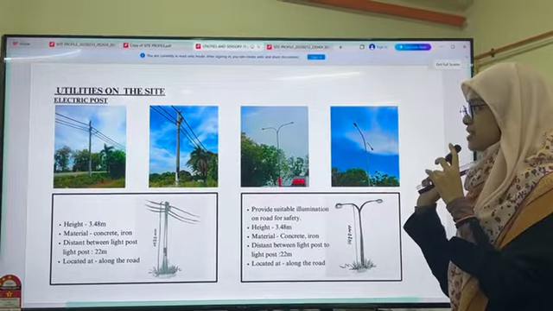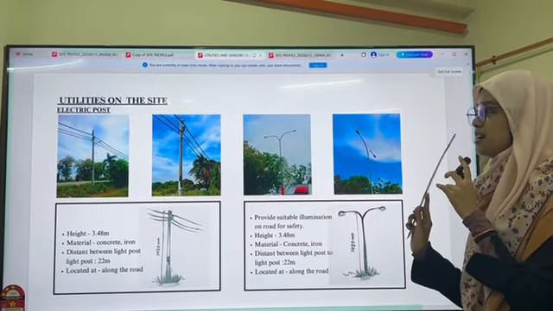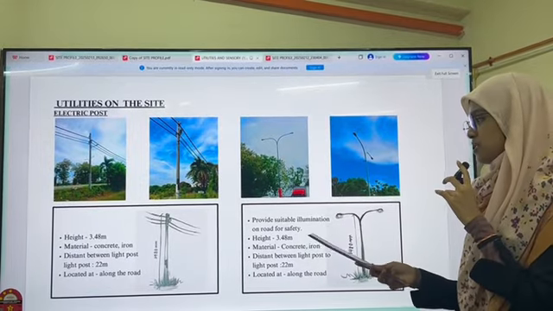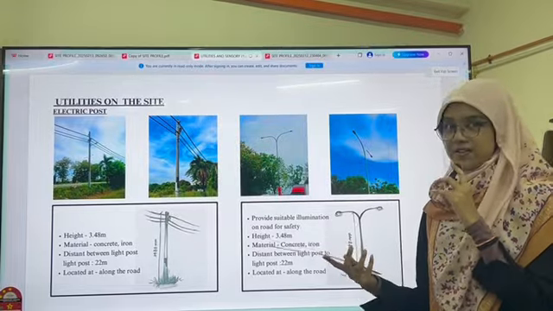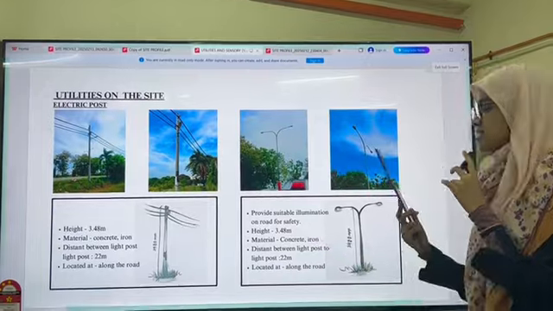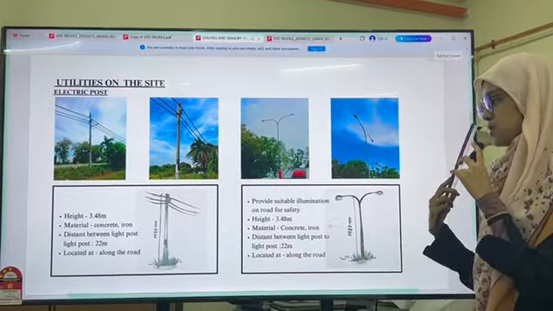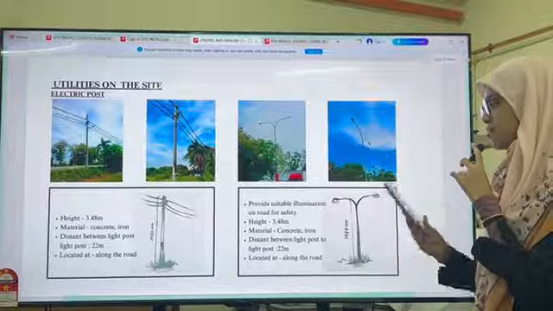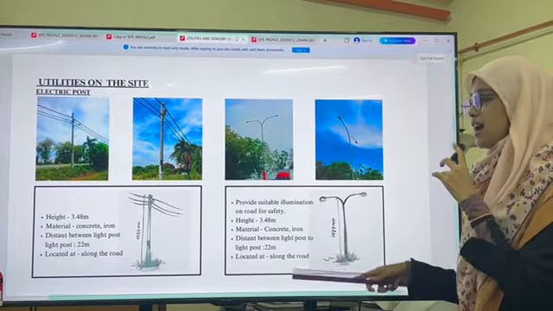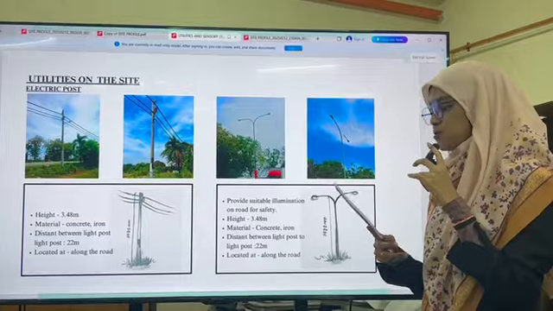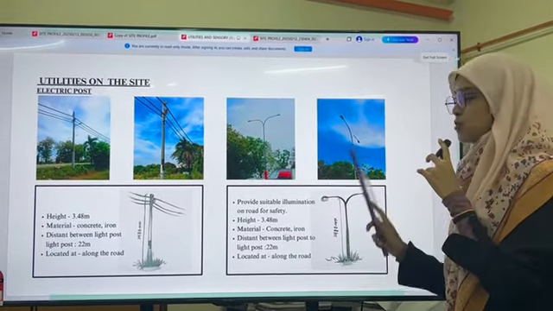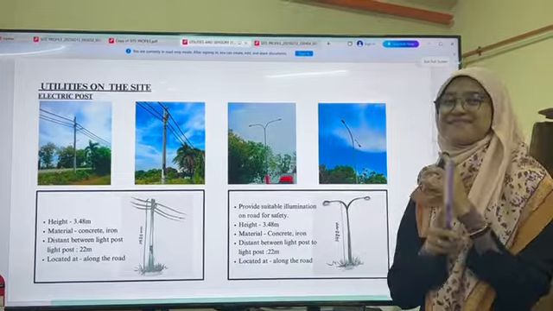Moving on to the light post, it functions to provide suitable illumination on the road for the safety of the drivers. The height is also around 3.48 meters, and the materials are concrete and iron. The distance is around 22 meters from one post to another, and lastly, it is also located along the road.